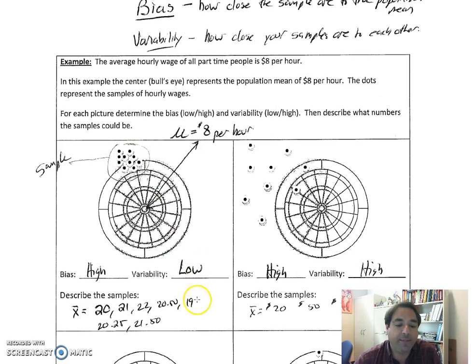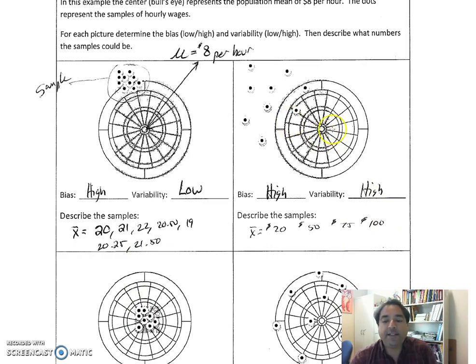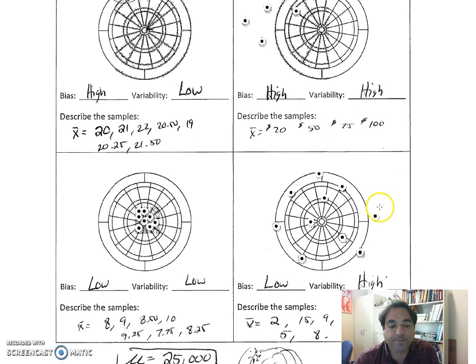An example of this would be getting paid $20, $21, $22, $20.50, $19. These are far away from the $8 of what it's supposed to be, the true population mean, but they're close to each other. The next one, again, samples are far away from the true population mean, so we have high bias, but in this case, they're also far away from each other, so we have high variability. An example of this would be $8, and then 20, 50, 75, 100: far away from $8, but also far away from each other. That causes high bias, high variability.